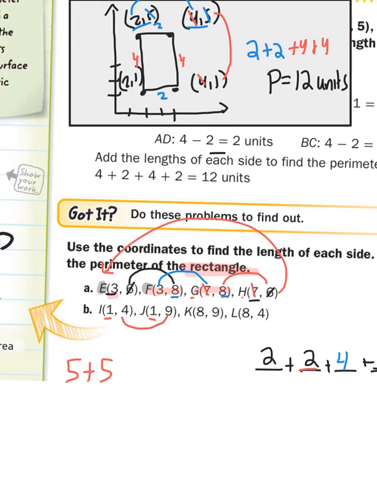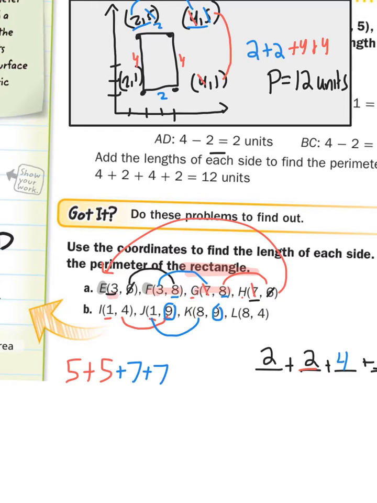And then let me go from 1, 9 to 8, 9. Now in this case, switching to blue here, the 9's are the same, so I'm going to ignore those. And I'm going to subtract the ones that are different. So 8 minus 1 is 7. That means one of the sides is 7, and since it's a rectangle, a second side must be 7.